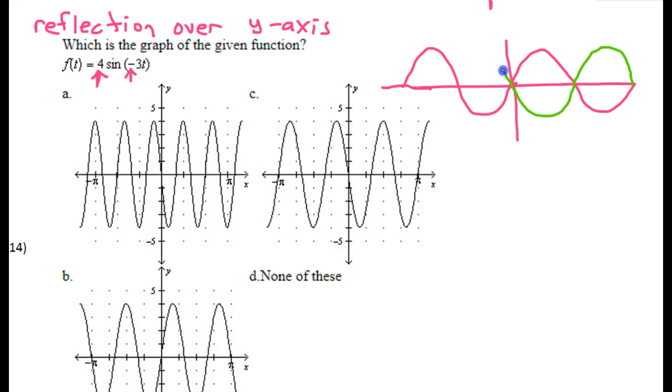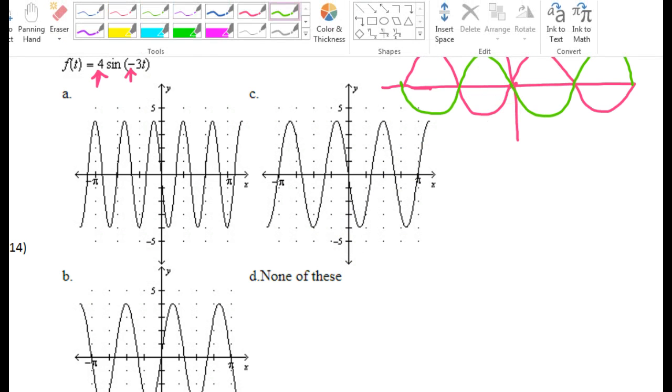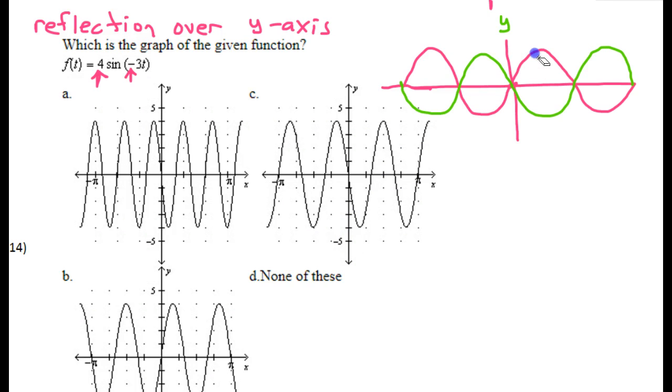Okay, and then it would be the same thing on this side. So the green graph is how it would look if I reflected this over the y-axis. So that will help me narrow this down a little bit. So I'm looking for the graph that instead of going up to the right of the y-axis, it goes down.